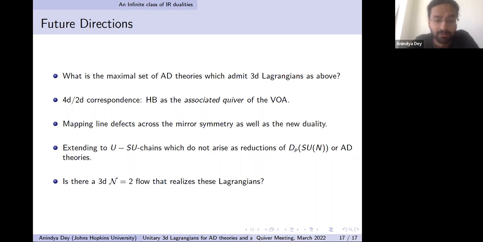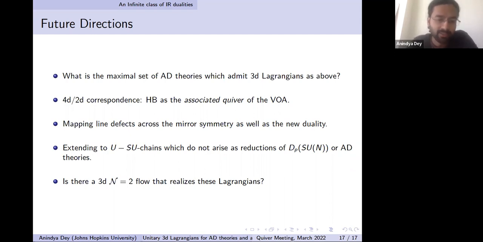Then extending to USU chains, which do not arise as reductions of DPSUNs or Argyres-Douglas theories. I mean, you can write down chains of U and SU, and you can ask the same question, whether they have IR duals of this form. So that's a completely 3D question.